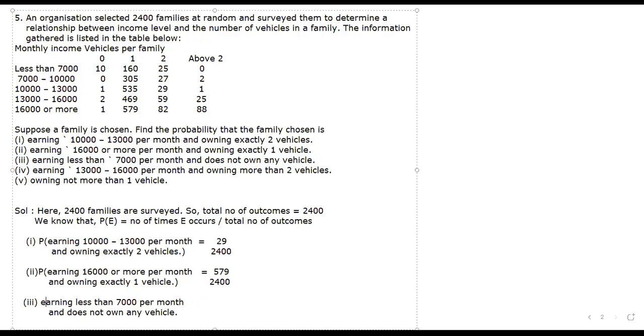And does not own any vehicle. Probability of, how many you said? 10 upon 2000. Okay, fine. Upon 2400.